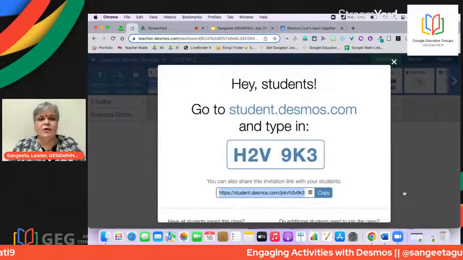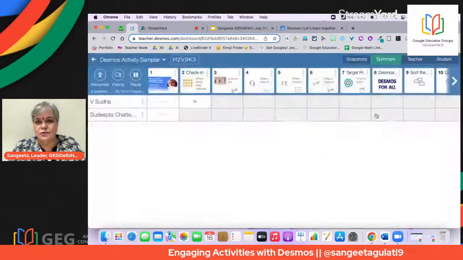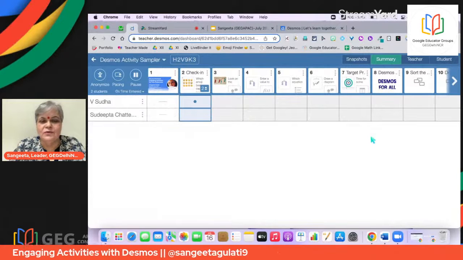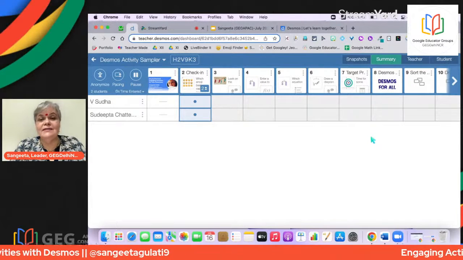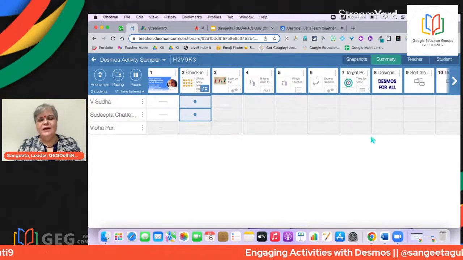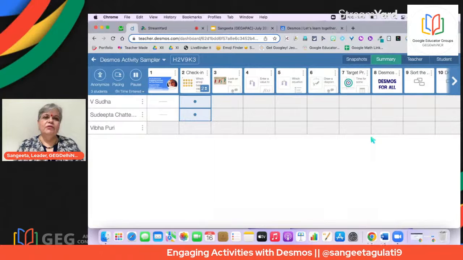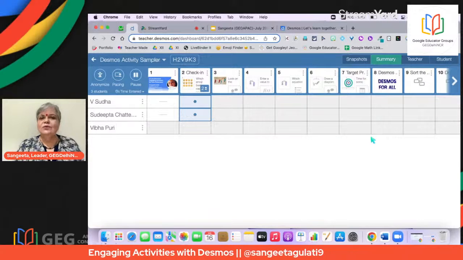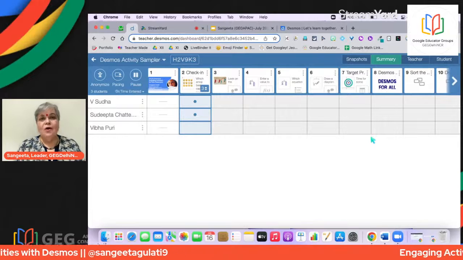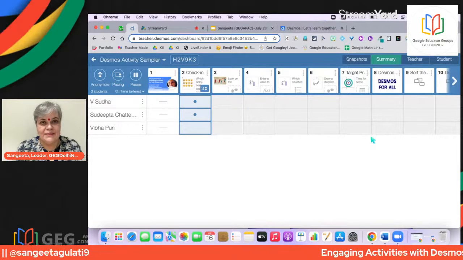I can see from my dashboard that I have two students joining me right away. Thank you, Sudha. Thank you, Sudipta. And yes, it's for everyone, so do not worry. And this is just a sampler. So it is not going to be a full math lesson. It is going to be something where you can just get the feel of the options that Desmos brings in.